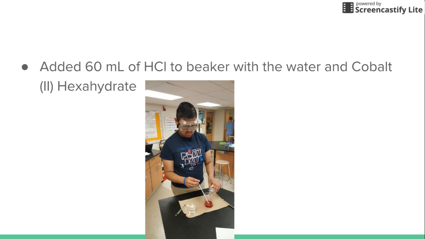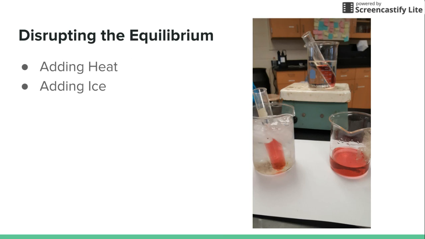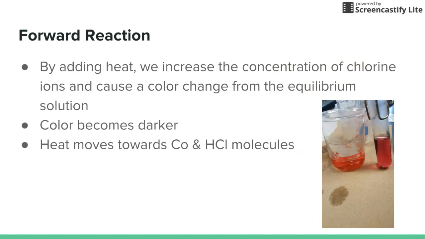I added 60 milliliters of hydrochloric acid to the beaker with the water and cobalt. And then the balanced reaction equation was Co(H2O)6 plus 4HCl produces CoCl4 plus 6H2O. So then I disrupted the equilibrium from the base by adding heat and adding ice.